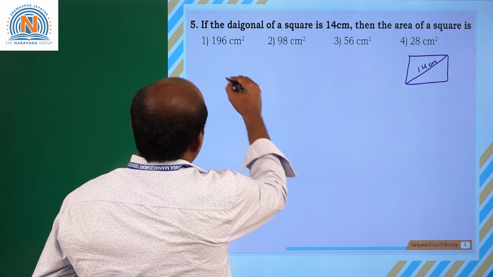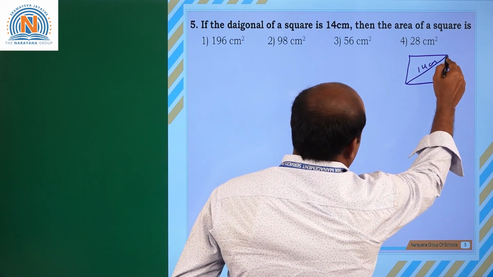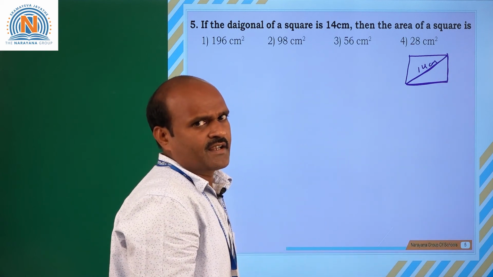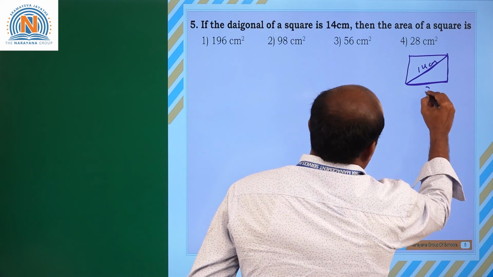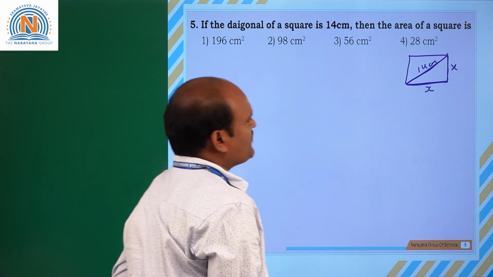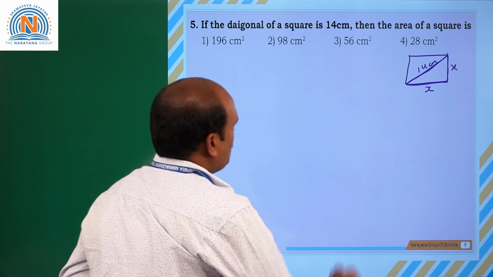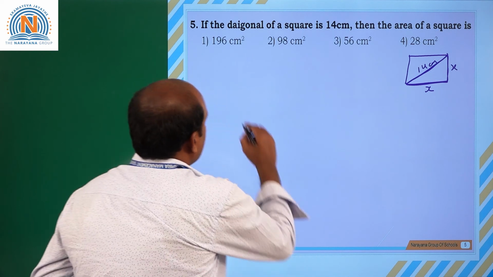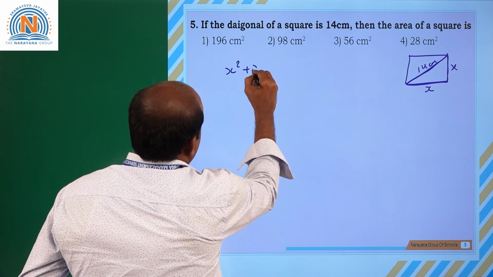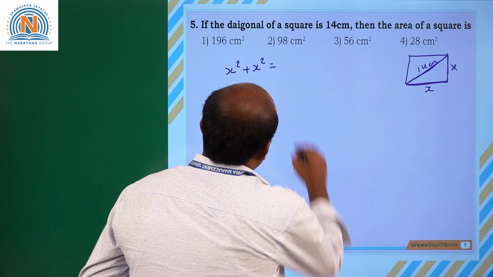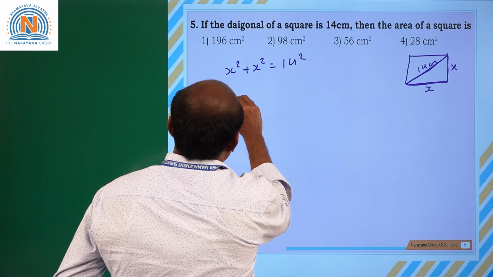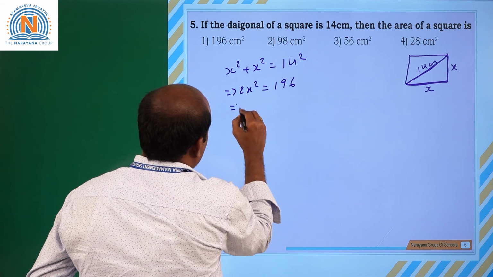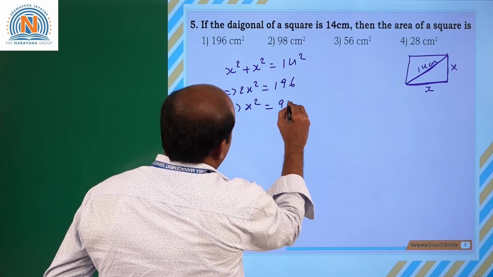We know that diagonal, suppose if you take this triangle, it is a right angle triangle, right? Right angled isosceles triangle. So side of a square is x. Suppose I am assuming the side of the square is x, right? So hypotenuse square is equal to side square plus side square by Pythagoras theorem, right? So x square plus x square is equal to 14 square. That implies 2x square is equal to 14 square is 196. That implies x square is equal to 98.